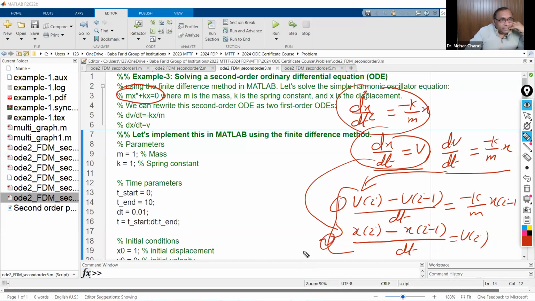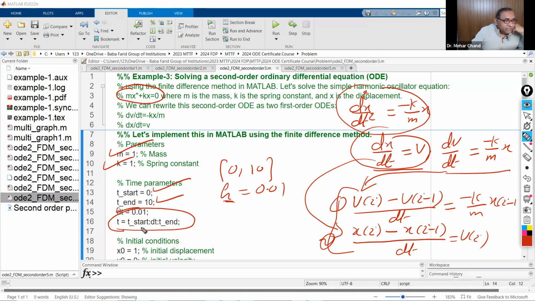The interval we choose at this place, you can see the parametric values: m is 1, k is also 1, and the interval is 0 to 10. This is the initial value and the last value of the interval, and the value of h we are choosing here is 0.01. This is the dt or delta t, and you know delta t is equal to h. This is the t vector: t start, t end, and the step size.